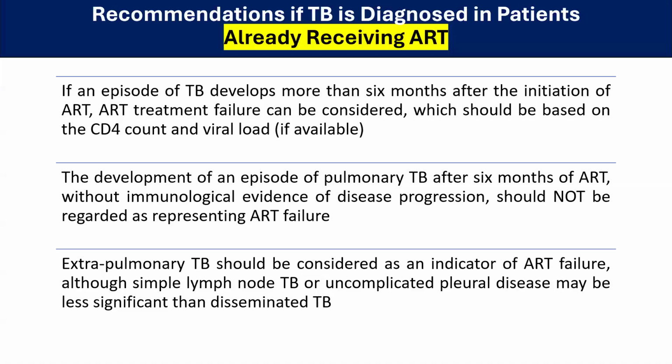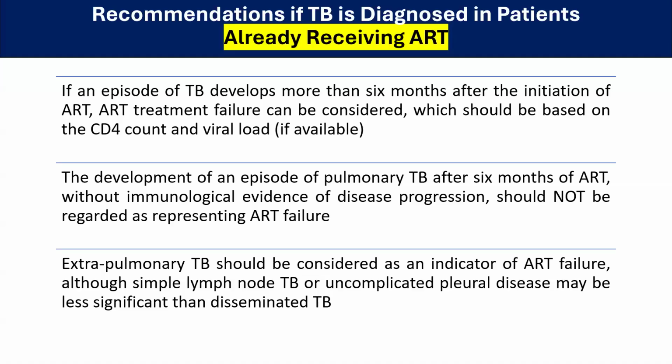The difference between these two is this: if the patient is considered to have failure before 6 months of initiating ART, then the CD4 count and viral load count have to be taken into account. And if the episode has occurred after 6 months of ART and without immunological evidence, that means CD4 is good and viral load is suppressed, then we should not regard it as ART treatment failure. EPTB should be considered as an indicator of ART failure, although simple lymph node TB or uncomplicated pleural disease may be less significant than disseminated TB.